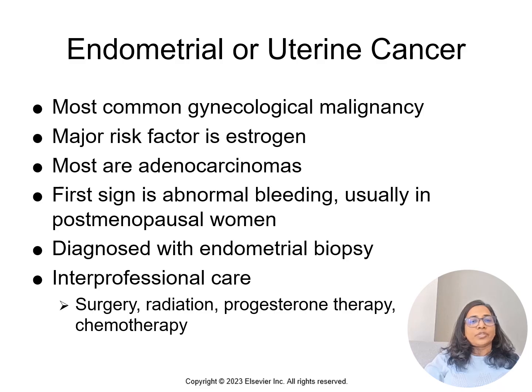Other types of cancers which you would see in the female reproductive organs are endometrial or uterine cancers, which are a common gynecological malignancy, and the major risk factor associated is estrogen. Most of them are adenocarcinomas, and the first sign we will see is abnormal uterine bleeding. That's why it is important that after a year of cessation of periods, if postmenopausal women are having bleeding, we advise them to check it out to rule out cancer.